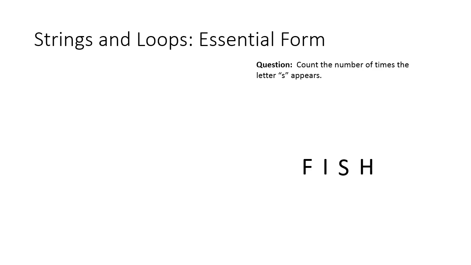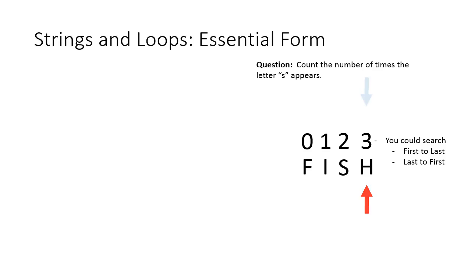a classic type of question is count the number of times the letter S appears. So if this is my string and it stores the word fish, we want to first remind ourselves that its index is 0 to 3. Fish has a length of 4. So you could search this from first to last. So I might look at the F, I, S. Okay, there's one S, then the H. Or I could look at it from last to first. So if I look at it from last to first, I'm going to go 3, 2, 1, 0. And either way I do this, what I'm actually doing is I'm taking my finger and I'm pointing at each letter in sequence and then trying to make a decision of whether or not it's an S.